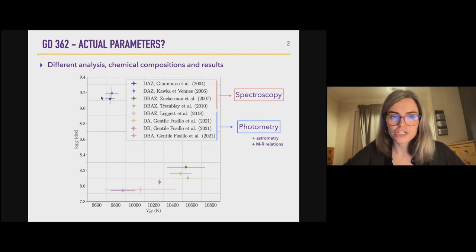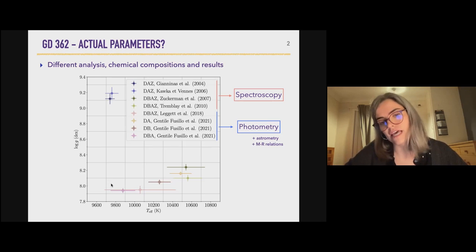This can partially explain the different results that we can see in the various studies, but we can see how once the chemical composition was settled, DBA-Z, the studies still didn't give consistent parameters.